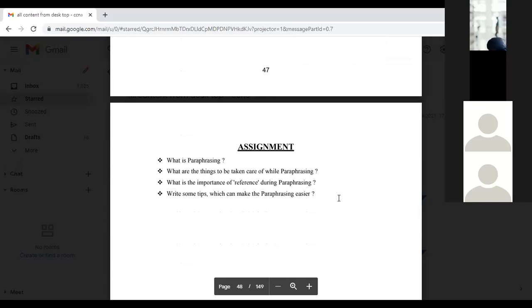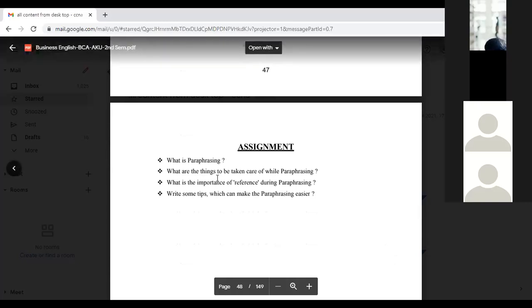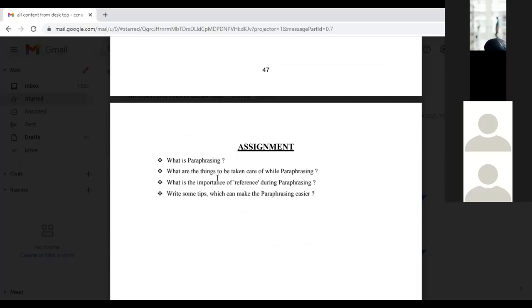So assignments, this was in paraphrasing. What is the connection between meta guiding and paraphrasing? Something which you will read quickly and then you will paraphrase.